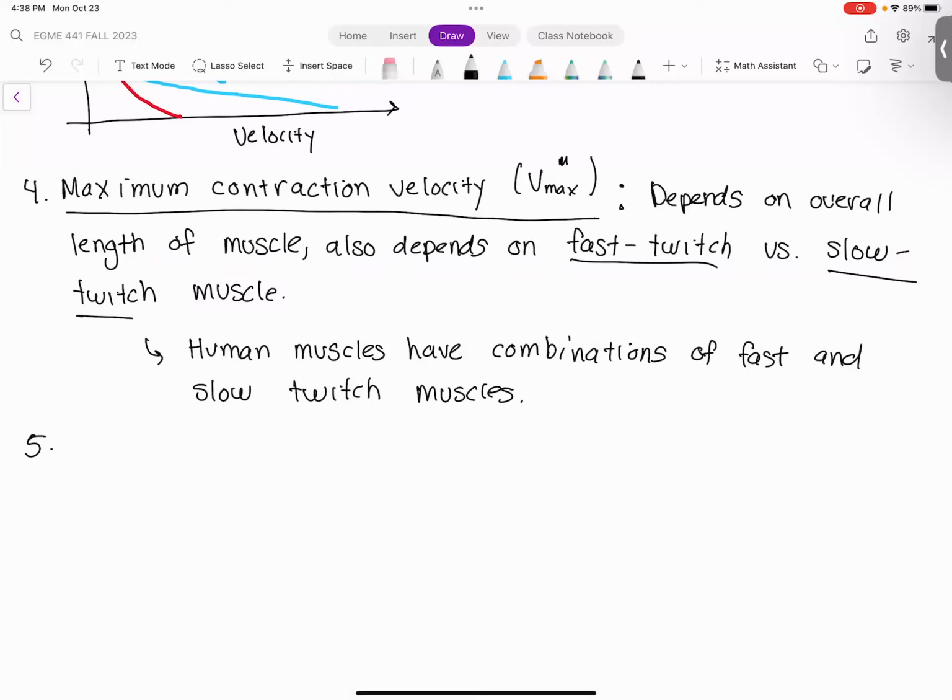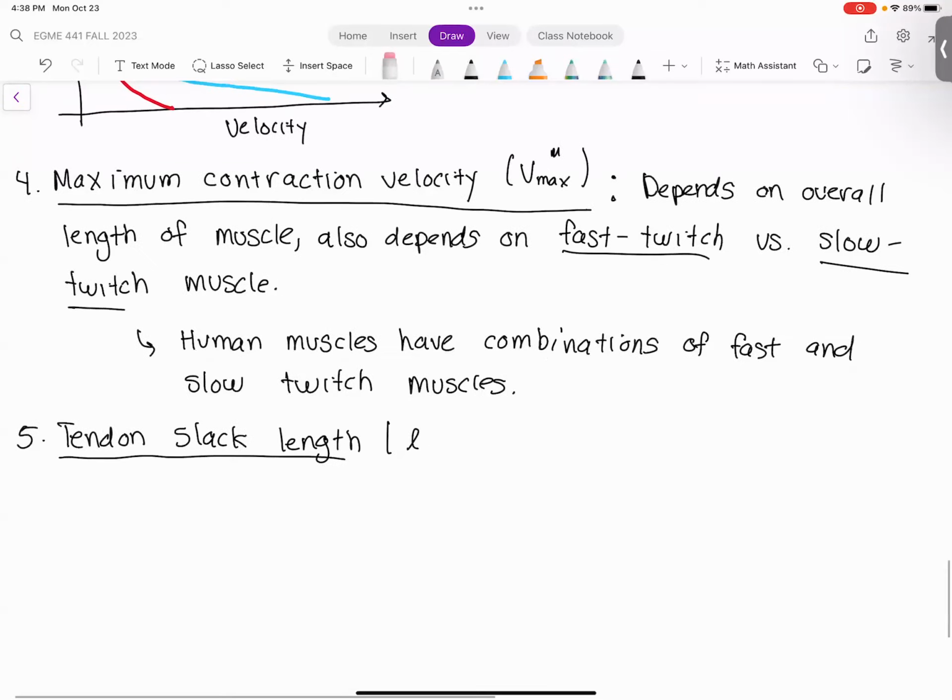So that's the contraction velocity, and the last characteristic actually isn't technically a characteristic of the muscle itself, but more of a characteristic of the tendon that the muscle is attached to. And so the last characteristic here is the tendon slack length. Its symbol is l_S^T, S for slack length, and T for tendon.